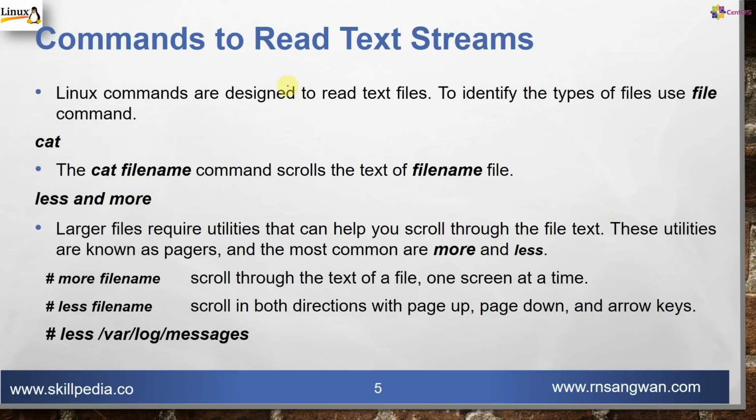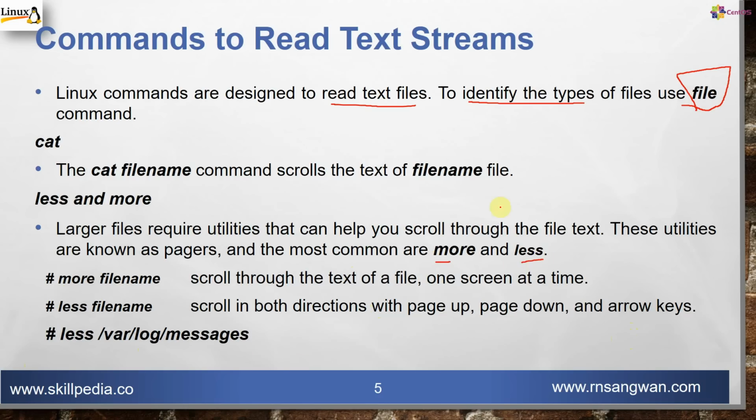Commands to read text streams. Linux commands are designed to read text files. To identify the type of file, you can use the file command itself. The cat command will display the content of the file. Less and more: less will display a larger text file with scrollable text on the screen. The more command will also work the same way. Larger files require utilities that can help you scroll through the file text. These utilities are known as pagers, and the most common are more and less.